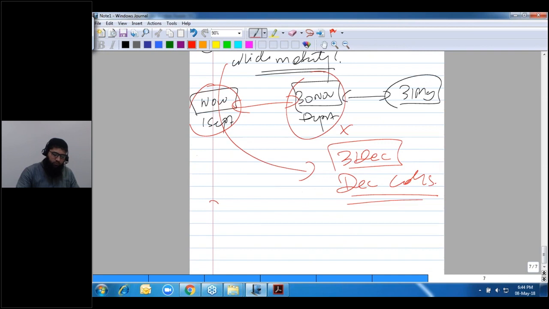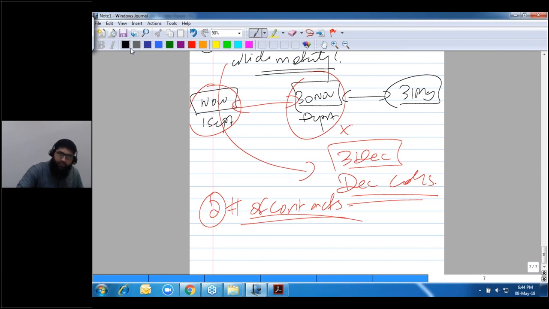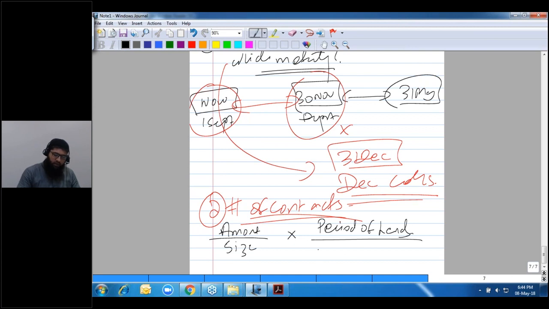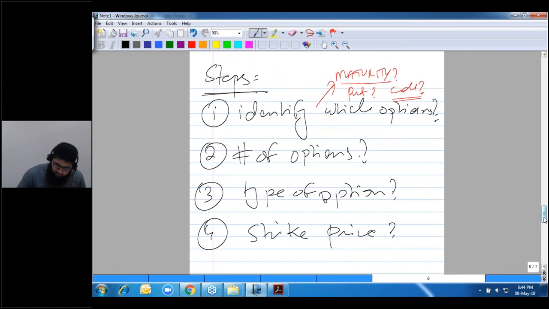Now step number 2, number of contracts. The number of contracts would be calculated in a similar manner as we did for the futures in yesterday's class. And how is that going to be? It's the amount divided by contract size, multiplied by the period of lending divided by contract maturity.